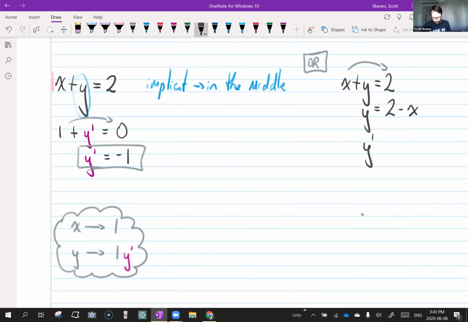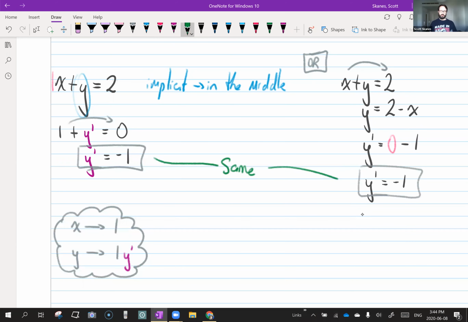That means that y prime is 0. I'll write the 0. This will be the only time really that I write the 0. Minus 1, or y prime equals negative 1. And if you're paying close attention, you'll see that these are the same. So Mohammed made a really good point. If you can, solve for y. It's going to be easier. You don't have to worry about these weird things in the middle.